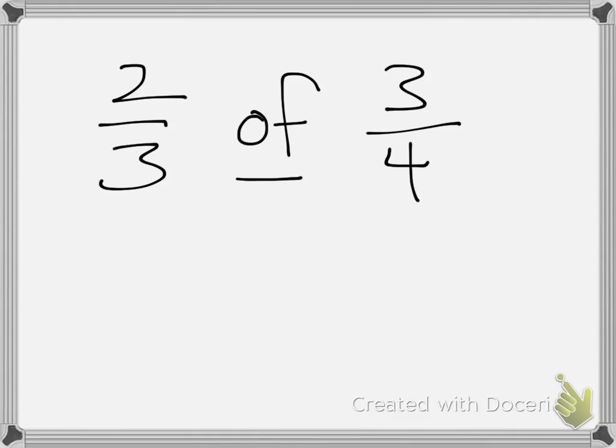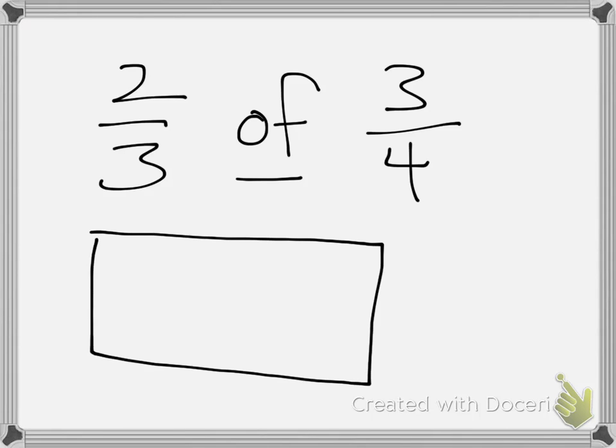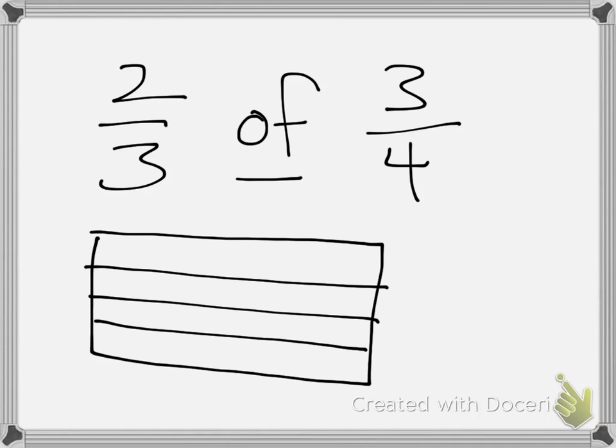So when I model this, I'm going to start with making 3/4. I'm just going to do this in a square or a rectangle. I have 3/4. So I divided my whole into fourths, and then I'm going to color in 3 of them. Now I'm going to take this and make this into thirds. I want to get 2/3 of 3/4.